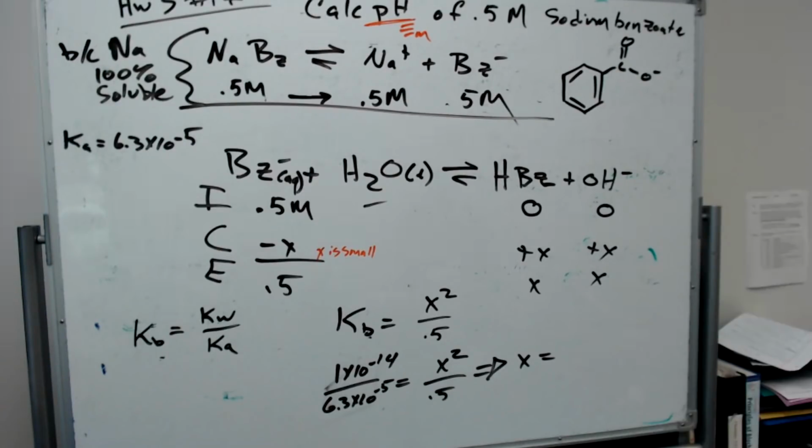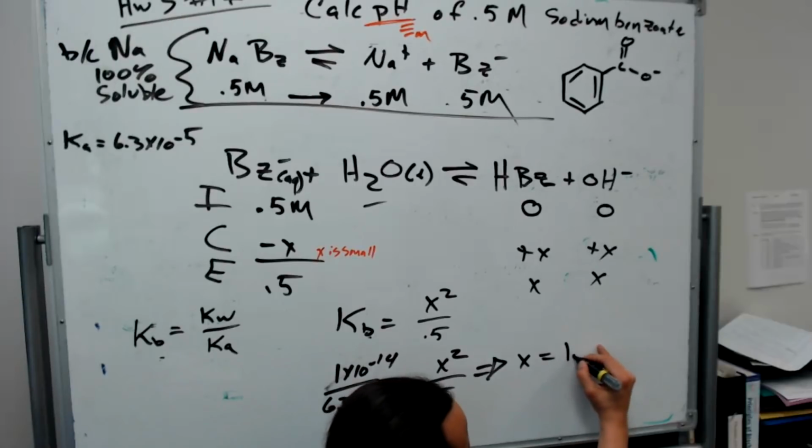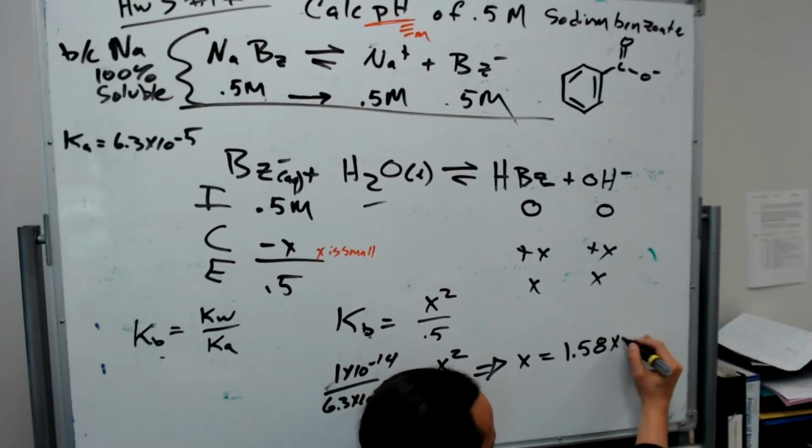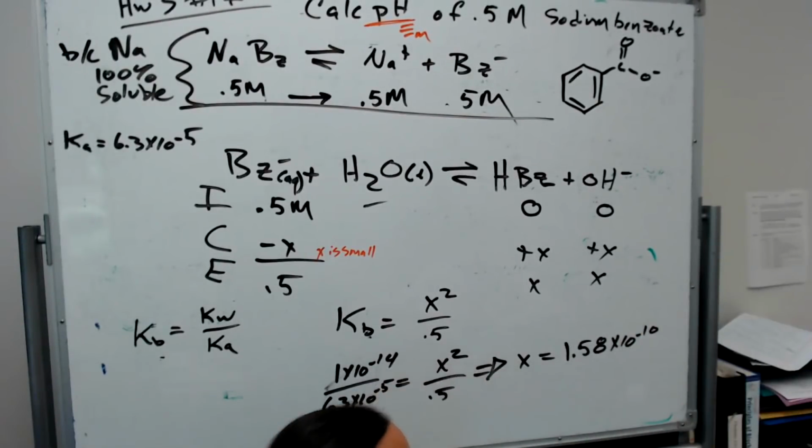It's 1.58 times 10 to the minus 10. Did you forget the square root? Oh, we're solving for x completely? I just did the Kb. Oh, that's the Kb.